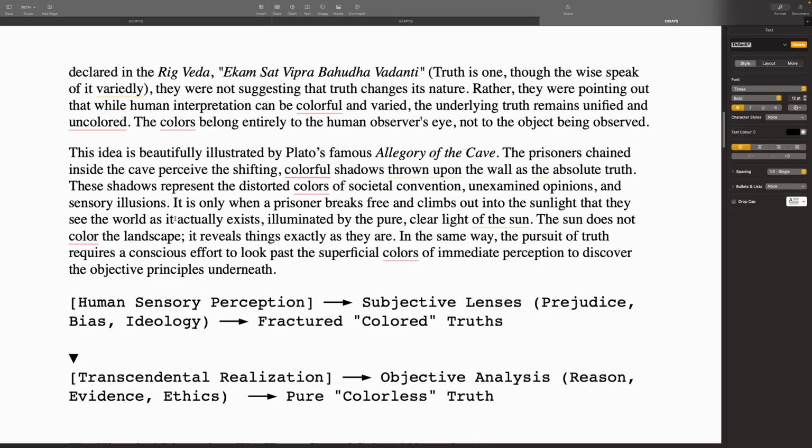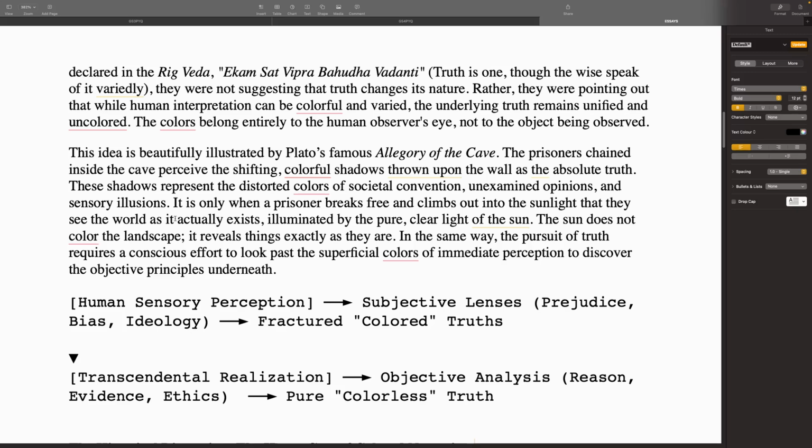The prisoners chained inside the cave perceive the shifting, colorful shadows thrown upon the wall as the absolute truth. These shadows represent the distorted colors of societal convention, unexamined opinions, and sensory illusions. It is only when a prisoner breaks free and climbs out into the sunlight that they see the world as it actually exists, illuminated by the pure, clear light of the sun.